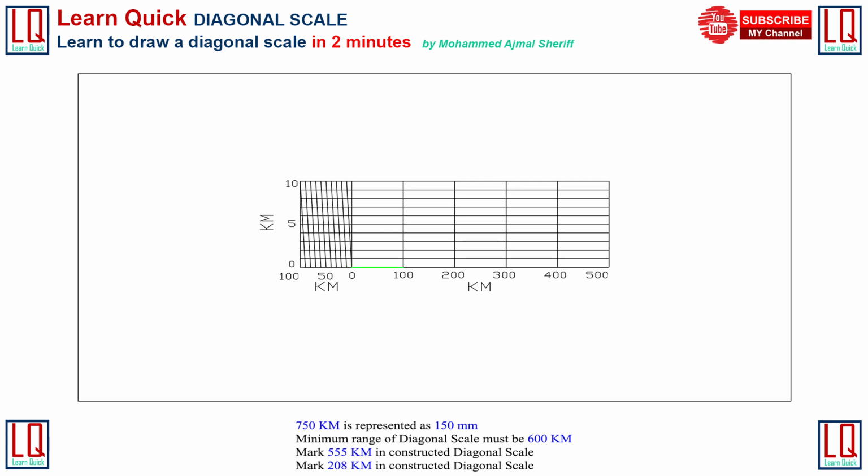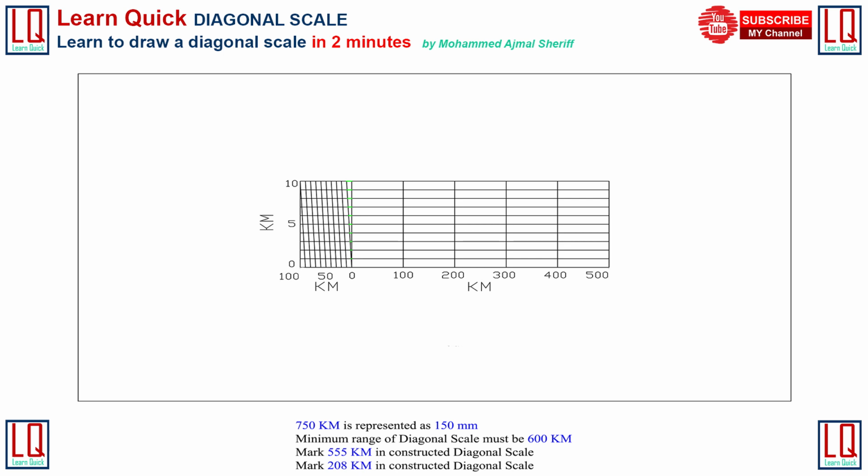I can represent hundreds here, tens here, and you may ask me, where do you find ones? The distance between the vertical line and the diagonal line represents a kilometer. Here you get 1 kilometer, 2 kilometer, 3 kilometer, 4 kilometer, 5 kilometer, 6 kilometer, 7 kilometer, 8 kilometer, 9 kilometer, and finally reach the 10th scale, 10 kilometer.